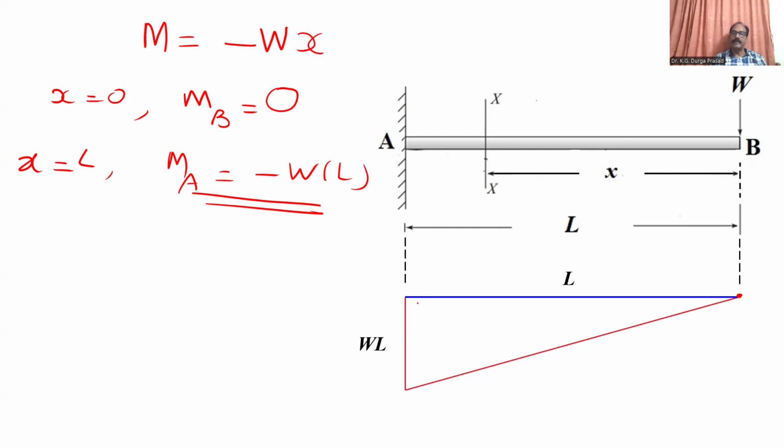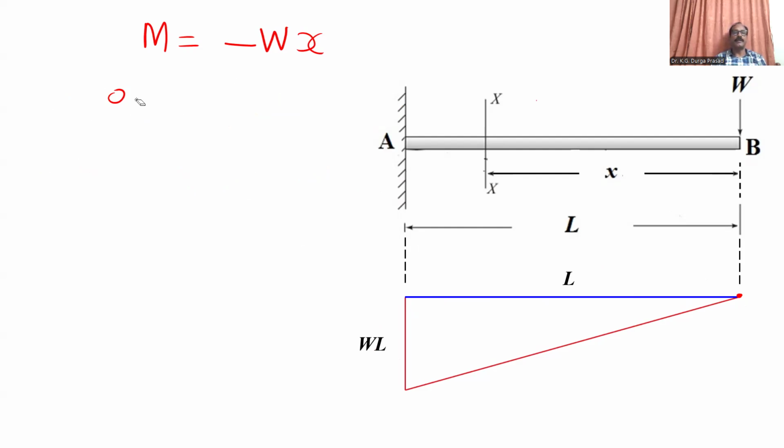It is a baseline. The blue color is the baseline. Here at point B, what is the bending moment? 0. At point A, what is the bending moment? WL. The negative sign indicates downward. See, this height indicates WL, right? And this is L. Here you understand, a bending moment diagram is obtained, right? Here it is the bending moment diagram for this case.